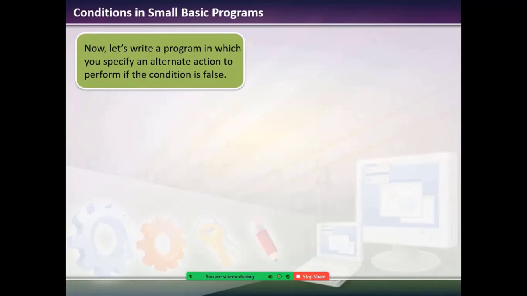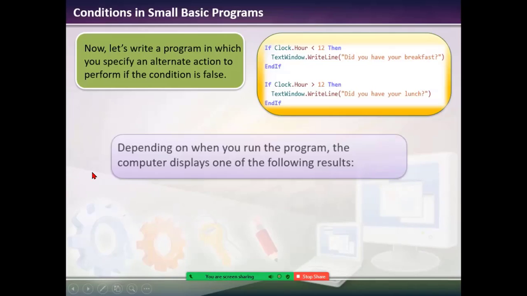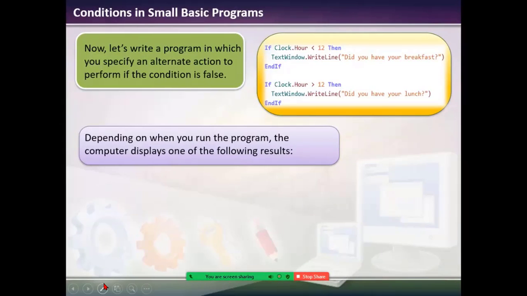Now let's write a program in which you specify an alternative action to perform if the condition is false. So, another example. Let's see. I think you can see this one. Here there are two if structures. This is the first one and this is the second one, and this is quite different from the previous one.